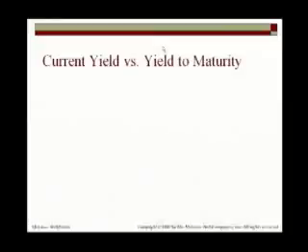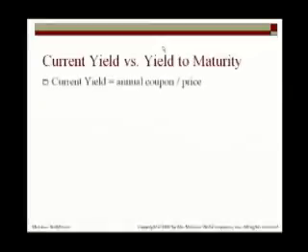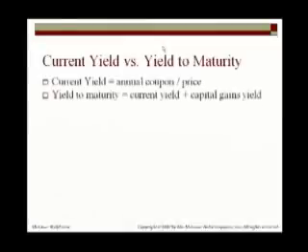Okay, now we're going to talk about something that's a little simpler than yield to maturity, and that's current yield. Current yield, by definition, is just the annual coupon payment divided by the price of the bond. And there is an equation that's useful, and it says that the yield to maturity, which we've just calculated a couple of examples of, is equal to the current yield plus the capital gain yield.